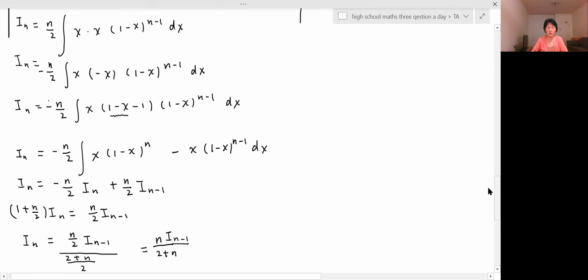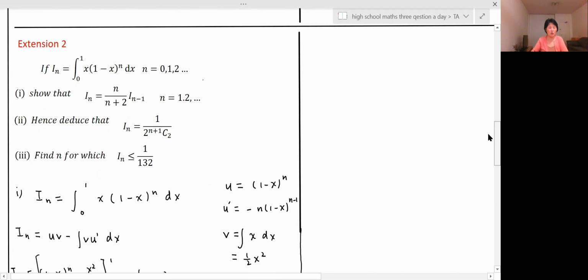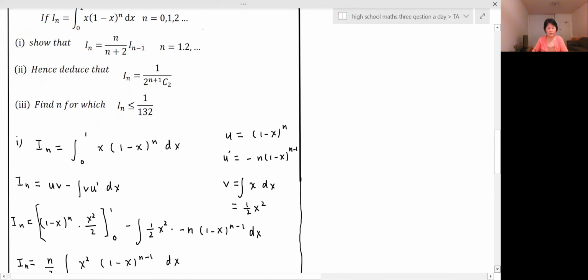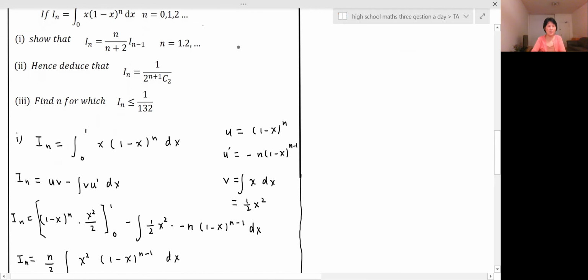Okay, the first one was to show, so I already showed I_n equals this one. Okay, now I'll do this second part here. So deduce that I_n will be equal to 1 over 2 times C(n) plus 2, and the 2. Okay, so I already showed I_n equals this one.